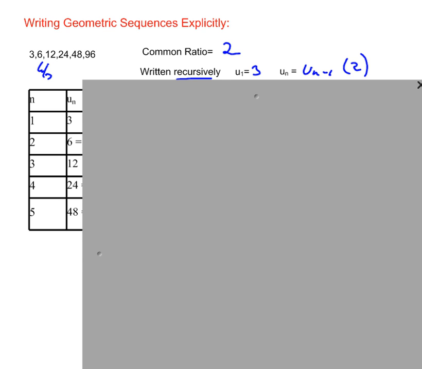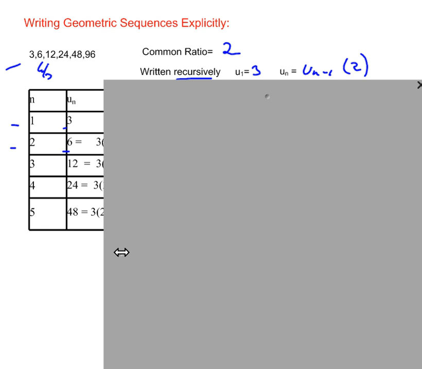times 2. Easily done. Let's write it explicitly, and what I want to do is look at this chart. I have this chart of values. When n is 1, we have 3, n is 2, we have 6. So I've rewritten this sequence now. And now let's look at these values in a different way.